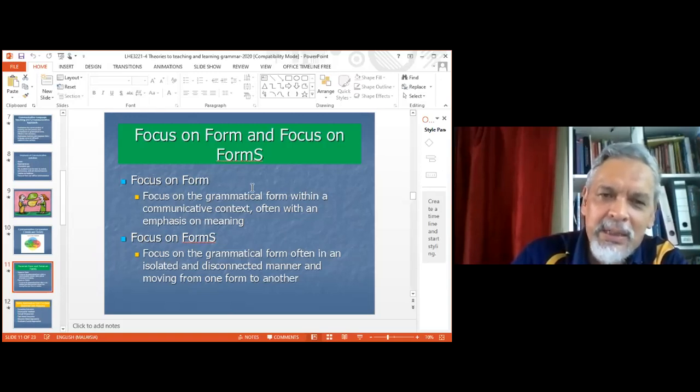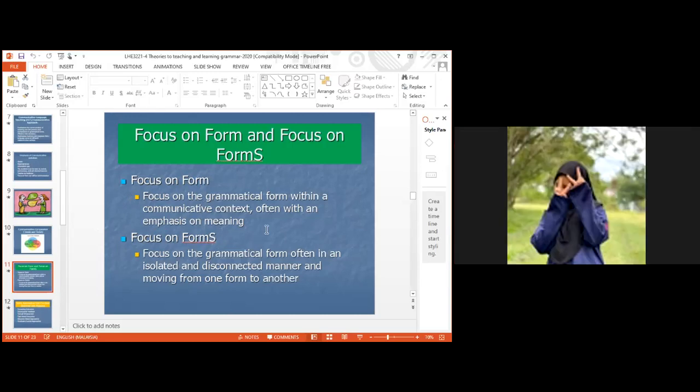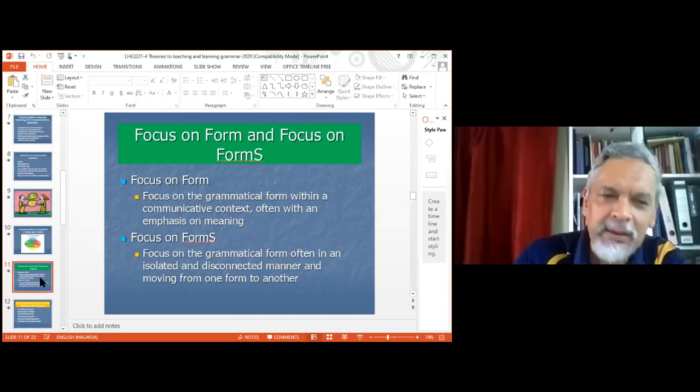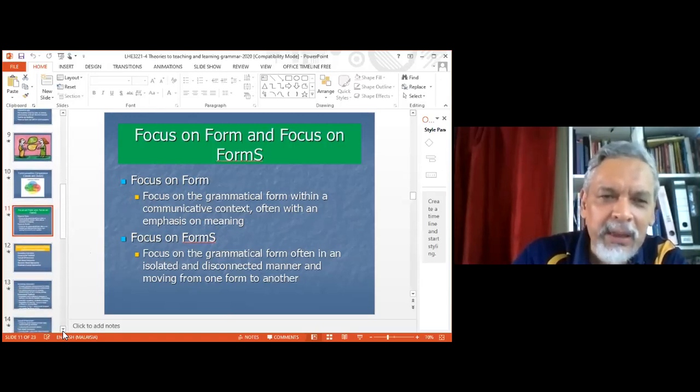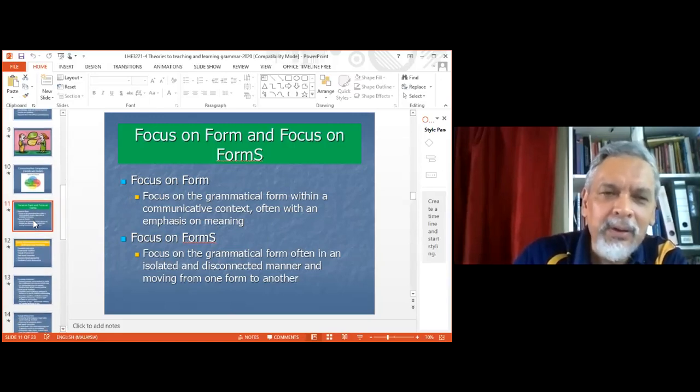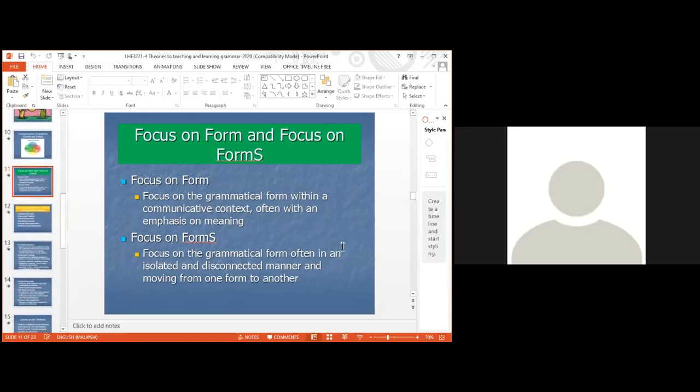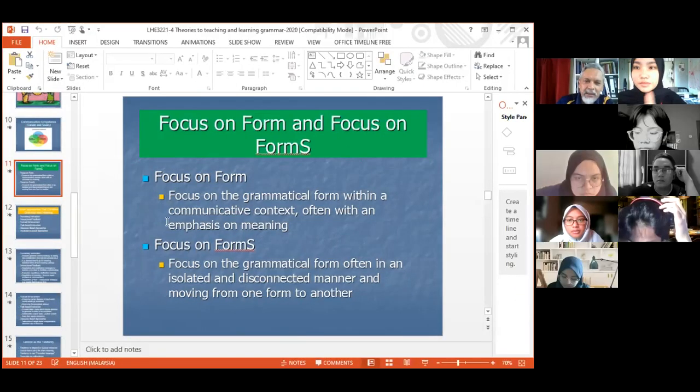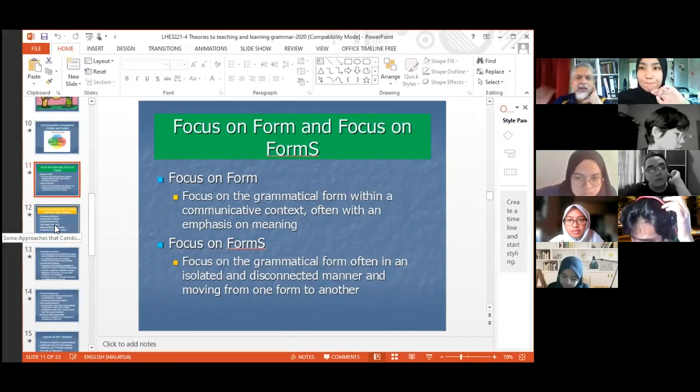So this is what we want to do, focus on form, not forms. This is very important. So when people say, oh, let's not focus on grammar anymore, you must understand that this is not what we want to focus on, but this is all right. And this is where we stop.